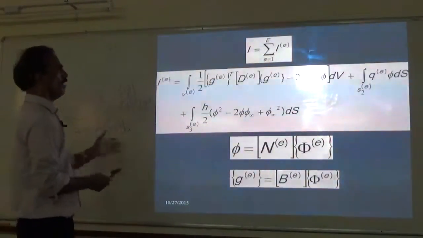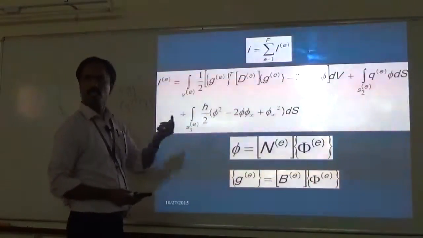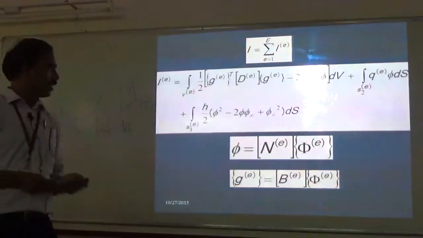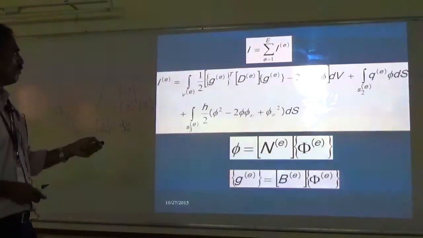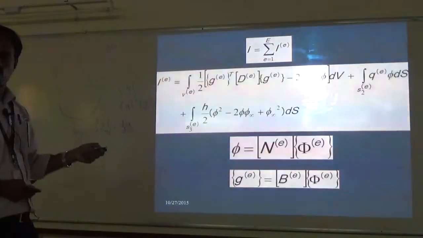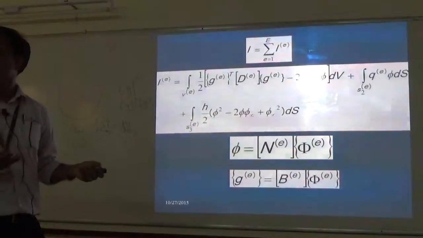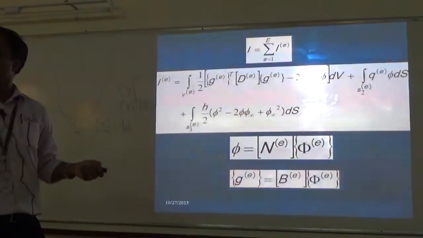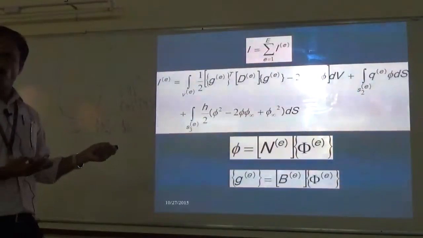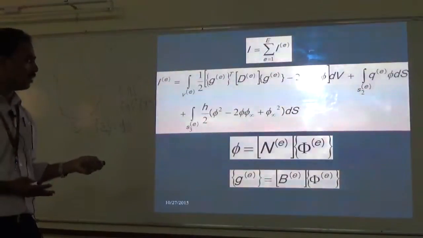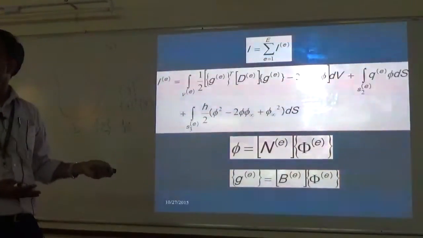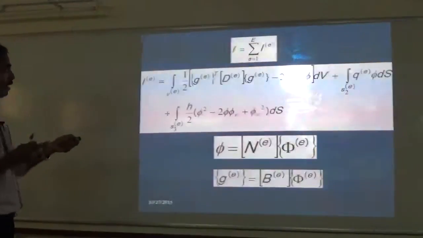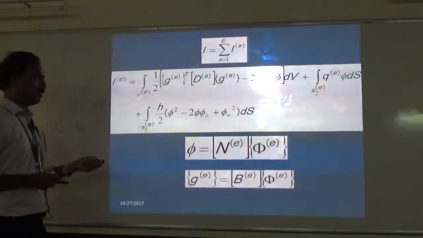It may look like a big expression, but if you evaluate this integral, it turns out to be a single number. Now, what is phi here? Phi is the field variable. It may be temperature, stream function, magnetic flux, or permeability. The field variable at any point you can write in terms of shape function and nodal values, as usual. So wherever phi is there, you write it in terms of shape function and nodal values.